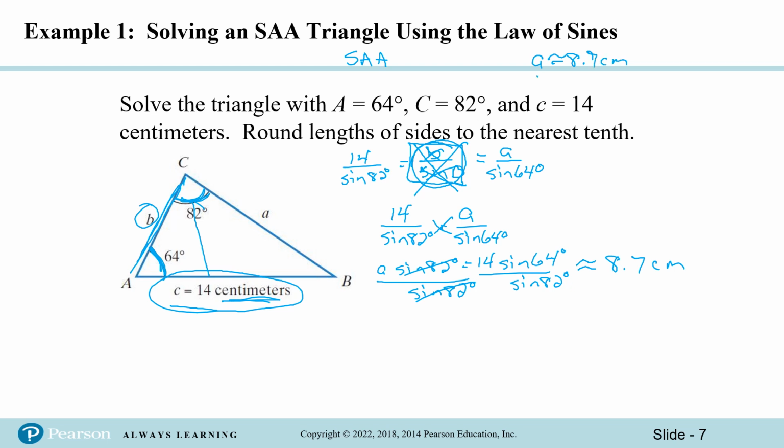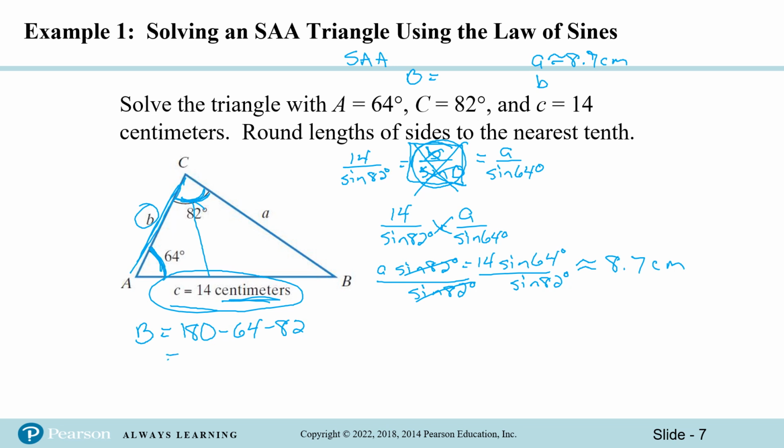We also need to find B. We have angle A and we have angle C, so we need to find angle B. That's another thing we need to find. And to find angle B, if we know two of the angles, we know that the angles of a triangle add up to 180 degrees. So to get angle B, we would take 180 and subtract off our 64 and our 82.